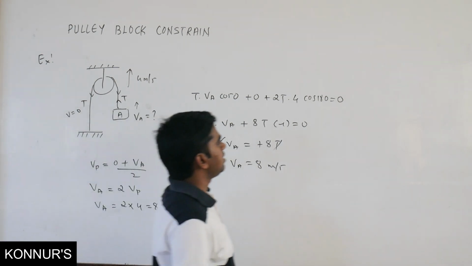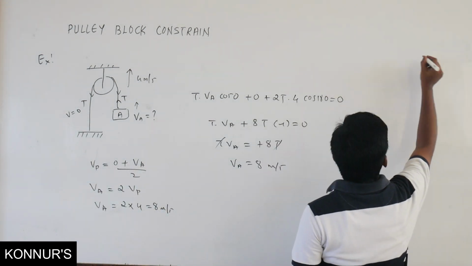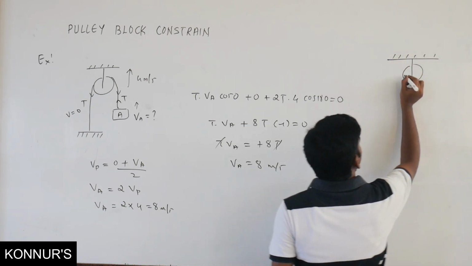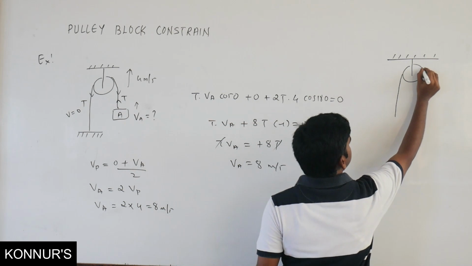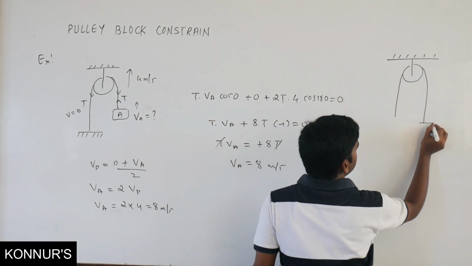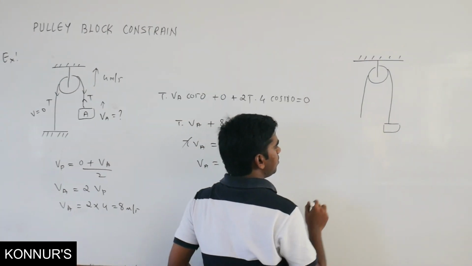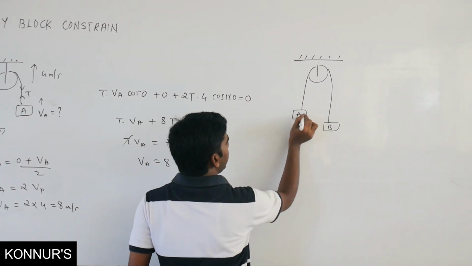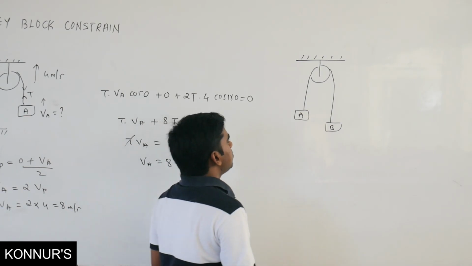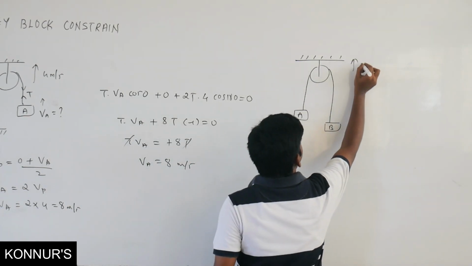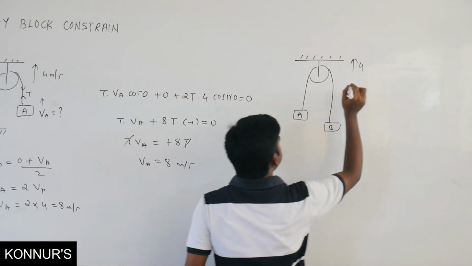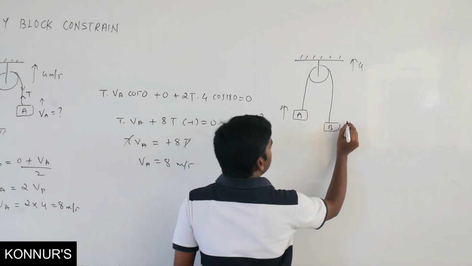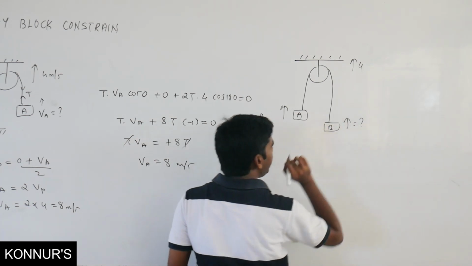Or if you take another example, suppose a pulley is here, one mass is moving in this direction, another mass is moving here. Suppose this is B, and this you can connect, take it as A. Suppose the pulley is moving with velocity 4 and A is moving with, say, velocity 2. What will be the velocity of B?